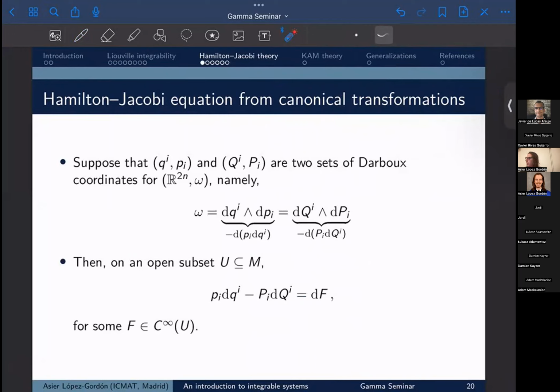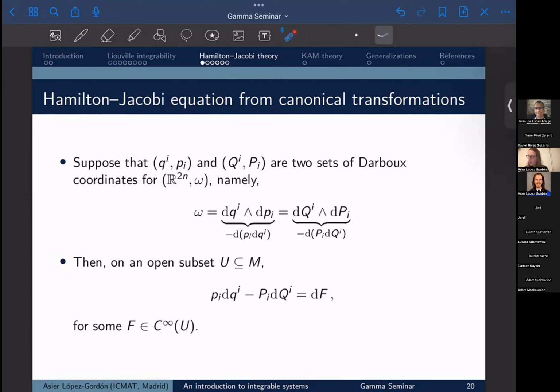I will present the Hamilton-Jacobi theory in two ways. First, from the classical way, let's say, from canonical transformations. And then later I will talk about a more geometric approach to Hamilton-Jacobi theory. Yeah, I'm realizing that maybe I don't have much time, but well, maybe I will omit the geometric one because it's less related with the rest of the talk.